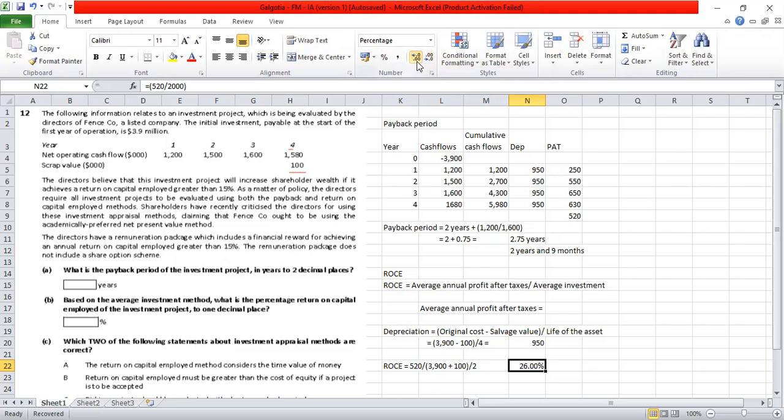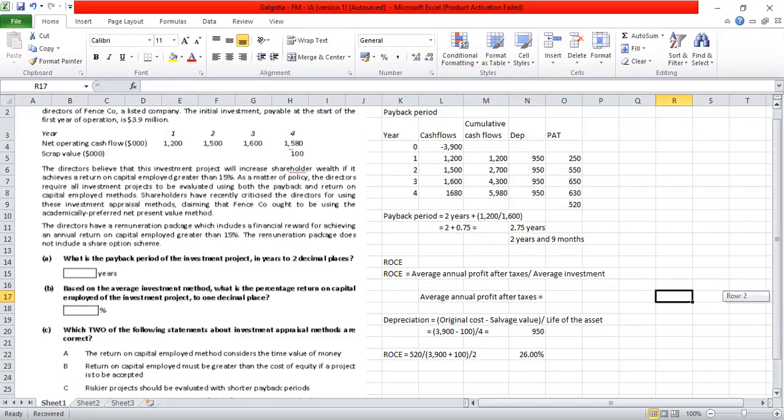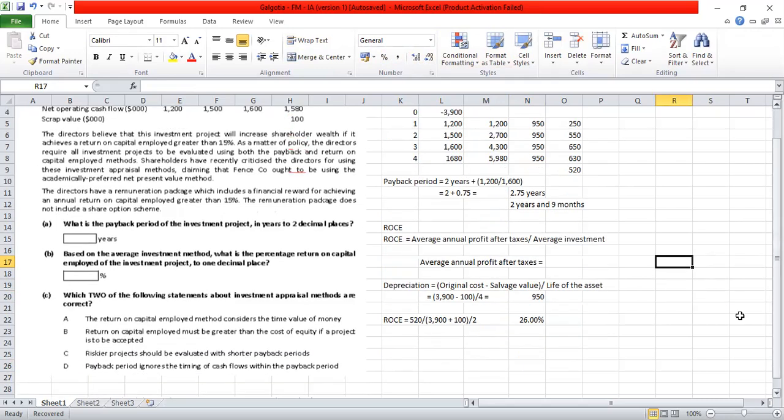Yes, ma'am. Okay. So we have discussed both the variations. I will also take you through one question of the formula wherein it is earnings before interest and tax. There's another part, C, which says: which two of the following statements about investment appraisal methods are correct? The return on capital employed method considers the time value of money. Return on capital employed must be greater than cost of equity if a project is to be accepted. Riskier projects should be evaluated with shorter payback periods. Payback period ignores the timing of cash flows within the payback period.